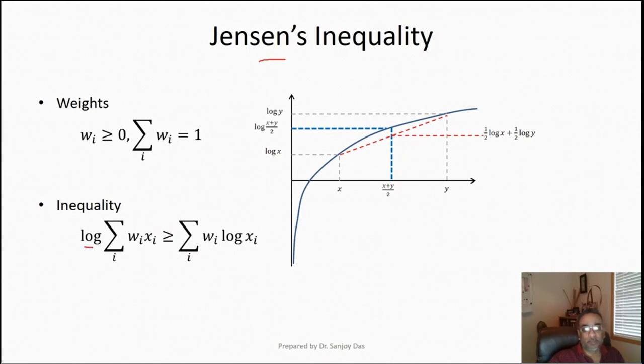The log is a concave function, and Jensen's inequality holds in this manner for concave functions. So we have weights wi greater than or equal to 0. I is an index, 1, 2, 3, 4, up to some value, and summation of wi over i equals 1. So the sum of all the weights is equal to 1, and each of those weights is greater than or equal to 0. And so log of summation wi xi is greater than or equal to summation over i of wi log of xi. That's Jensen's inequality.